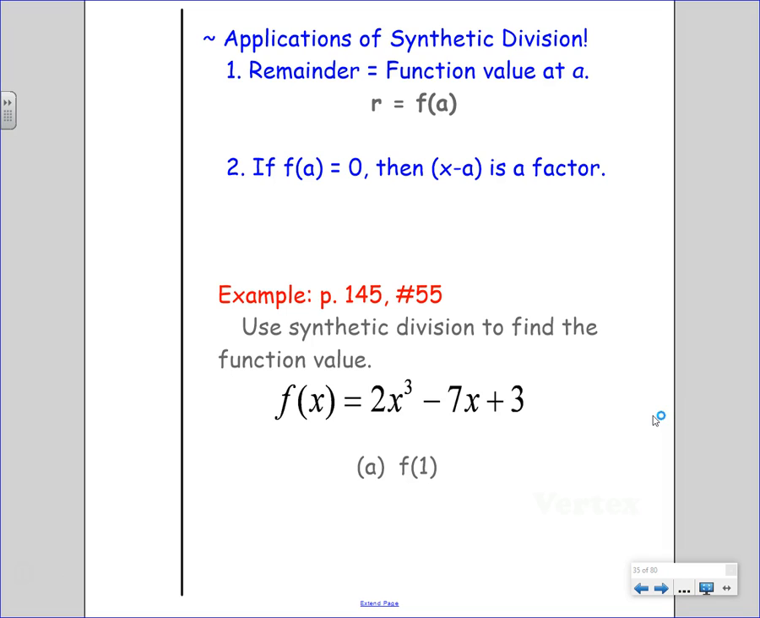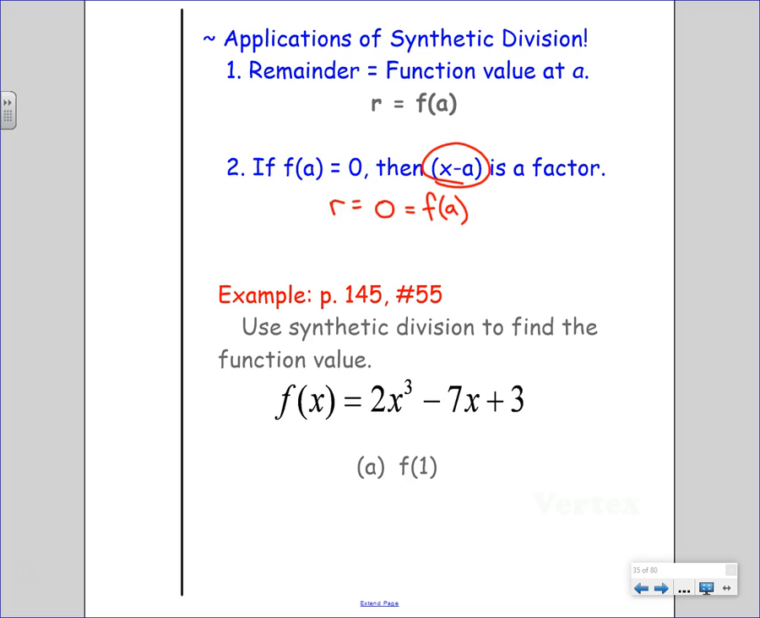So, if the remainder equals zero, then the function value is going to equal zero as well. So here's another application. If when you plug in a value to a function, the value is zero, that means the remainder will be zero, which means x minus a works. X minus a is a factor.